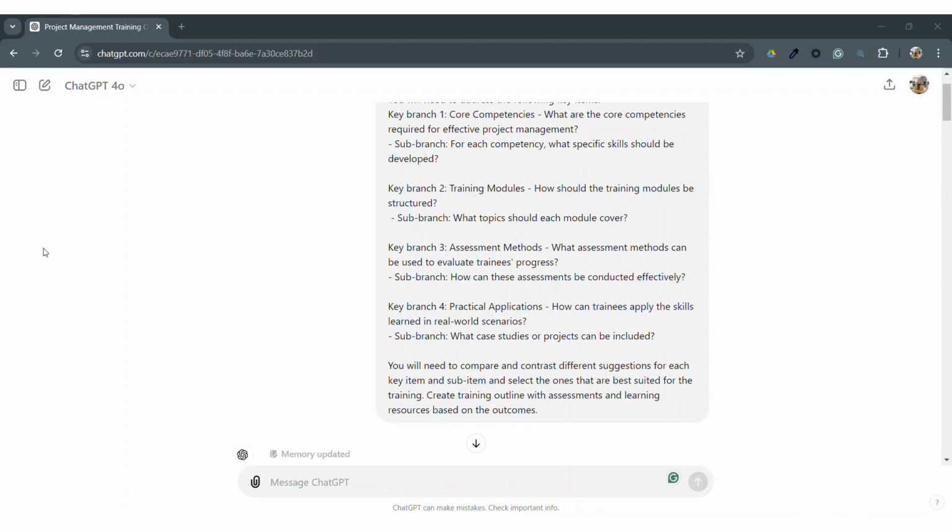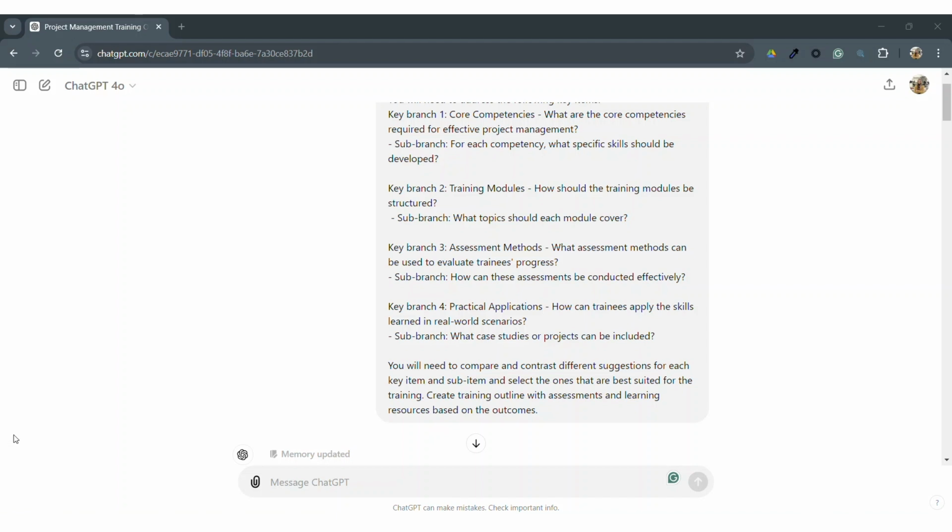In key branch number 3, we are working with the assessment methods to evaluate the learner's progress and the effectiveness of the training program. We asked AI to compare different assessment techniques such as quizzes, projects, peer reviews, and consider how this can be conducted to align with the training goals.